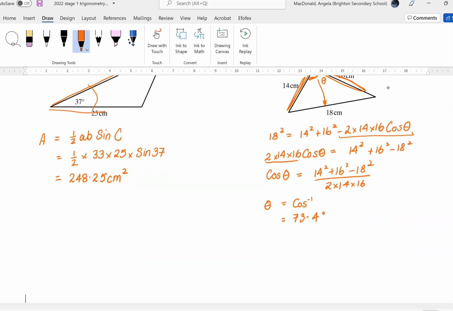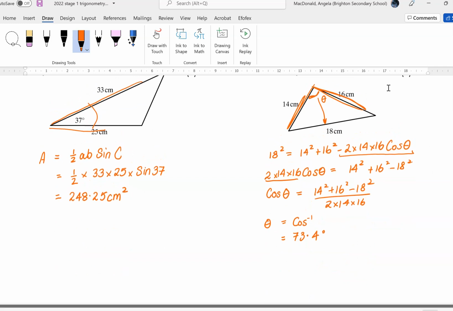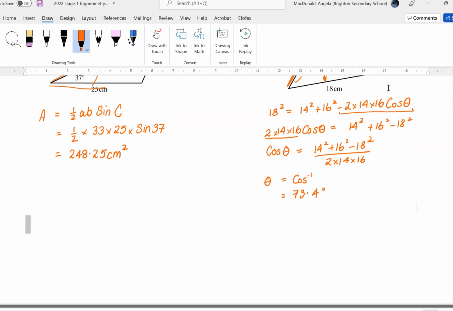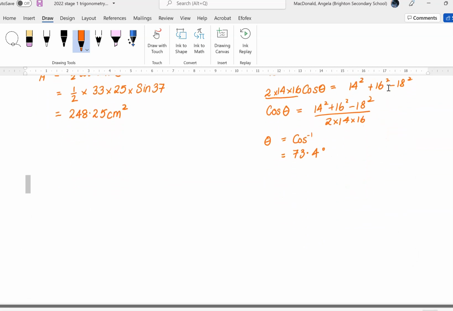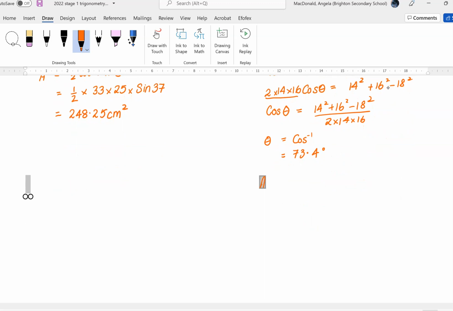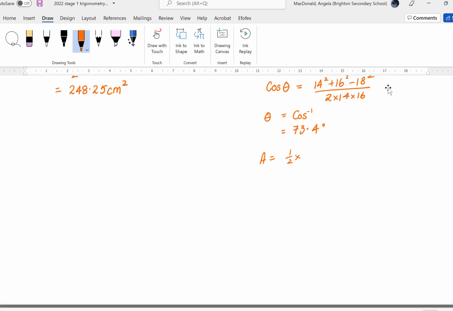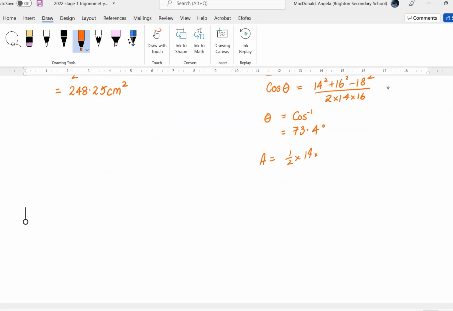Okay. You could by all means have found this angle or this one. That's okay. You'll end up with the same answer in the end for the area. You'll have different angles, but you'll end up with the area the same. So if I now wanted to find the area, it would be a half times the 2 lengths that I've got surrounding. So it's 14 times 16 times sine of 73.4.